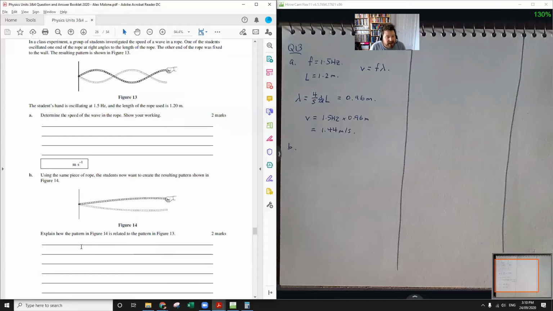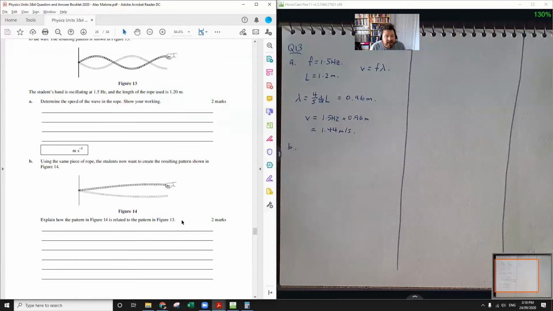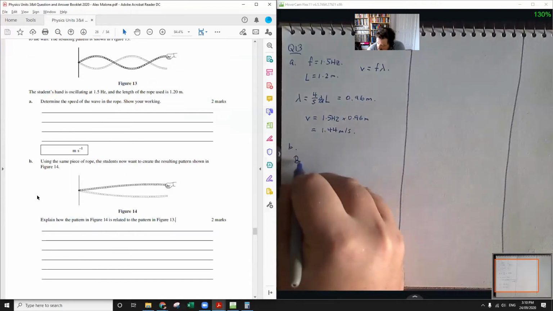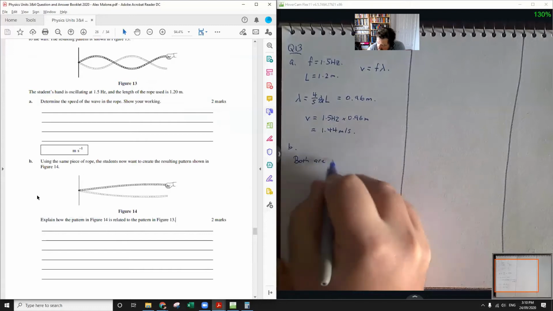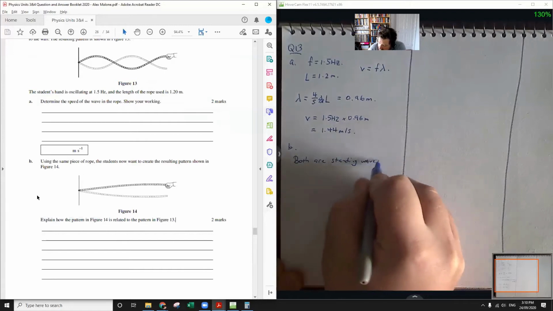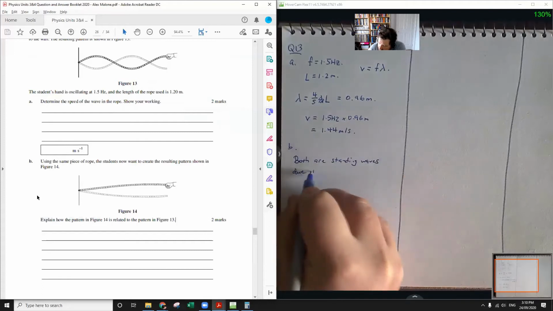Explain how the pattern in figure 14 is related to the pattern in figure 13. Okay, so I'd probably start just by saying both are standing waves due to harmonic frequencies.